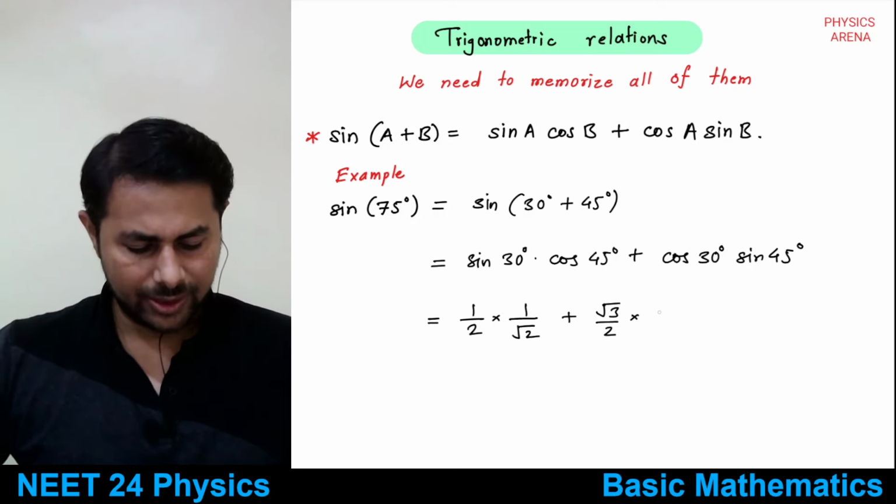So here there is one point to remember. Cos of A minus B and cos of A plus B both will have cos A cos B plus or minus sine A sine B. So if the sign in the angle is negative, then the sign here would be positive: cos A cos B plus sine A sine B. And if the sign in the angle is positive, then the sign here would be negative: cos A cos B minus sine A sine B. Okay, is this clear? Good.